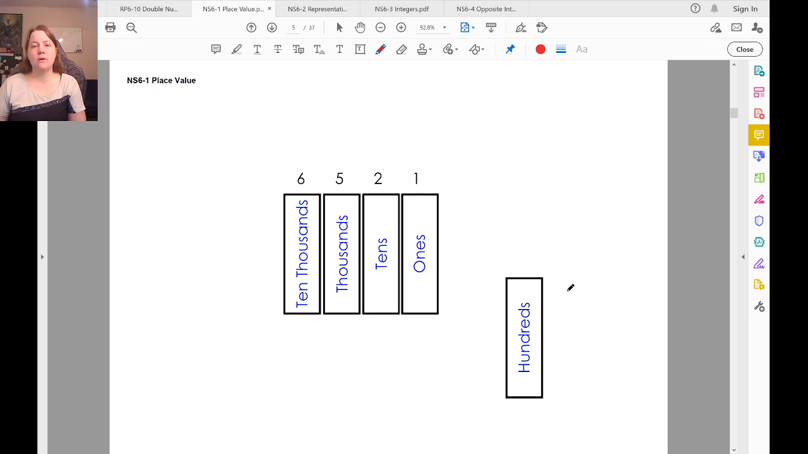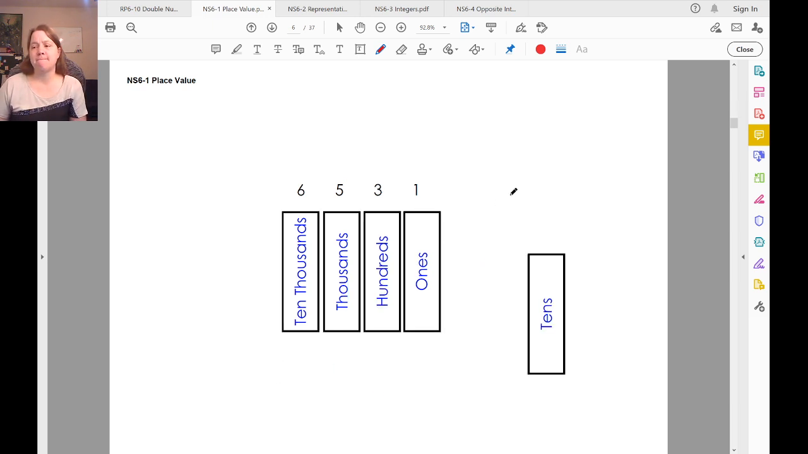Same thing here. Go ahead, figure out where that hundreds card should go, in between which two, and when you come back, we'll talk about it. Welcome back. So this 100 card should go right in between the 10 and the thousands. Where should this one go? Pause the video and we'll talk about it when you come back. Welcome back. The tens card should go in between the 1 and the 100 spot.